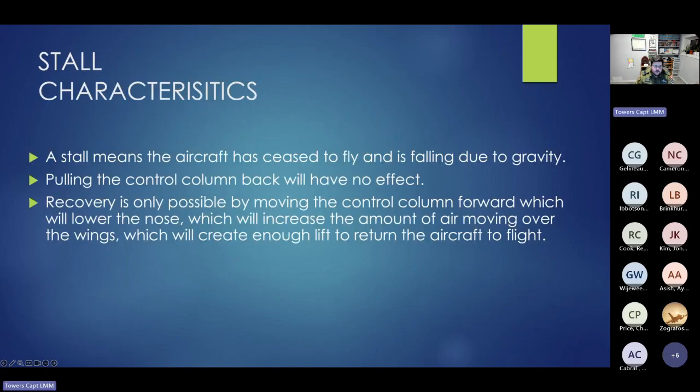So, some more characteristics of a stall. A stall means that the aircraft has ceased to fly and is now falling due to gravity. Pulling the control column back will not have any effect. To recover from a stall, it's only possible by moving the control column forward, which will lower the nose, which will increase the amount of air moving over the wings, which will create enough lift to return the aircraft to flight.